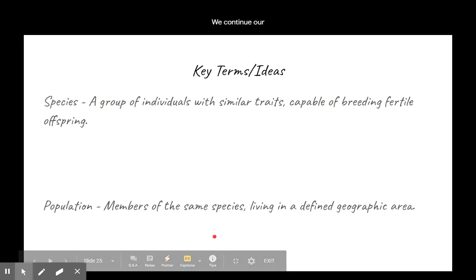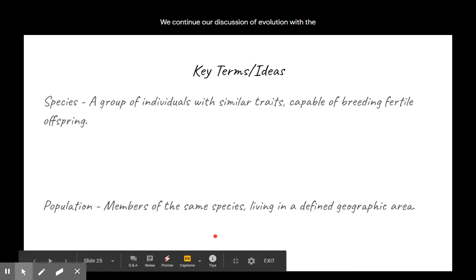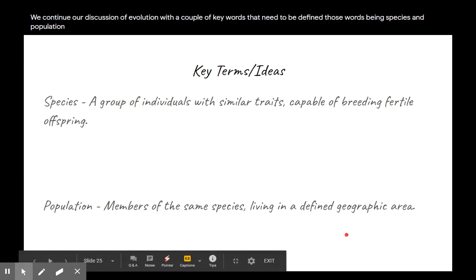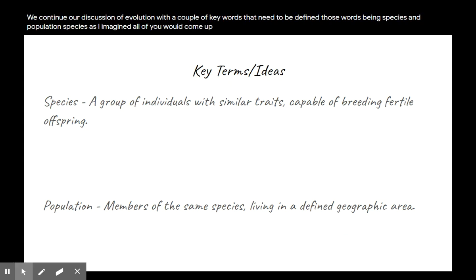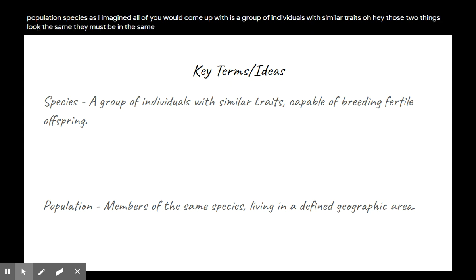We continue our discussion of evolution with a couple of key words that need to be defined, those words being species and population. Species, as I imagine all of you would come up with, is a group of individuals with similar traits. Oh, hey, those two things look the same. They must be in the same species.